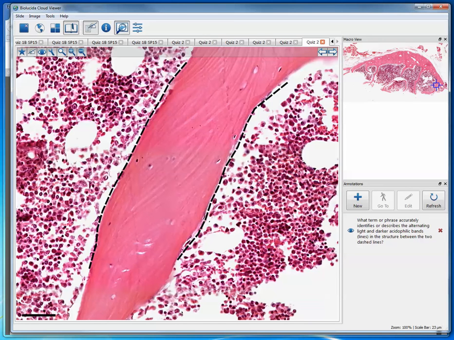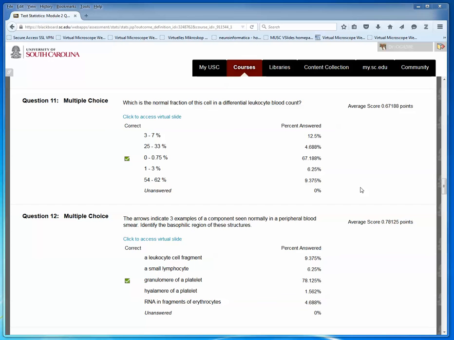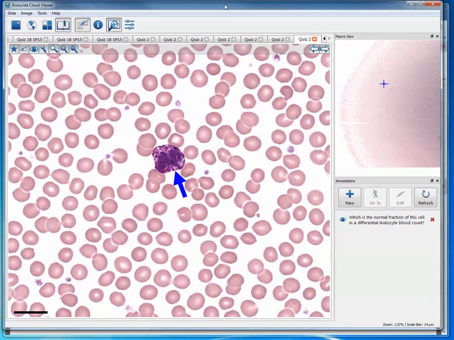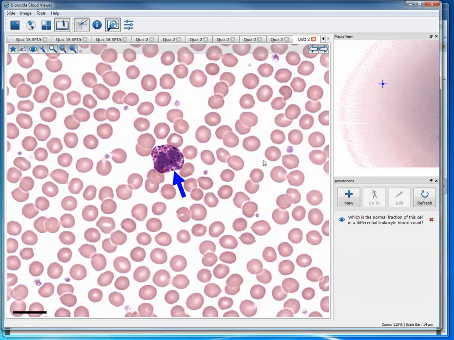Okay? Okay, in this question you were asked about the normal fraction of this cell, the percentage of the cell in a differential leukocyte blood count. And you were given, this is a very low percentage, 0 to 0.75%. And 67% of the class chose the correct answer, and that was a basophil. And basophils are very, very scarce in peripheral blood.